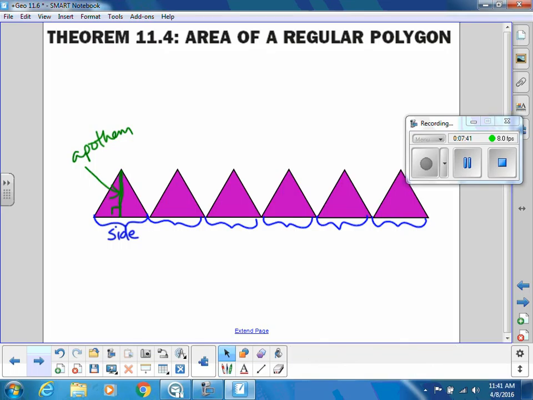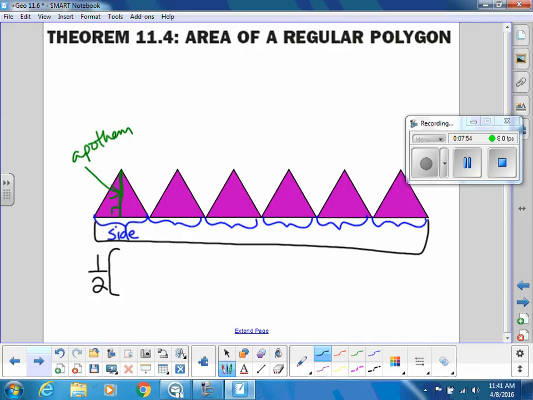If I have 1/2 the base times this apothem, that's 1/2. What are all of these bases added together? That would be side times 6 of them. So if I do a side times 6, don't we call that the perimeter? So I'm doing side times 6, which is just another way of saying the perimeter of a hexagon. And then I'm doing that times the height, which we called the apothem.